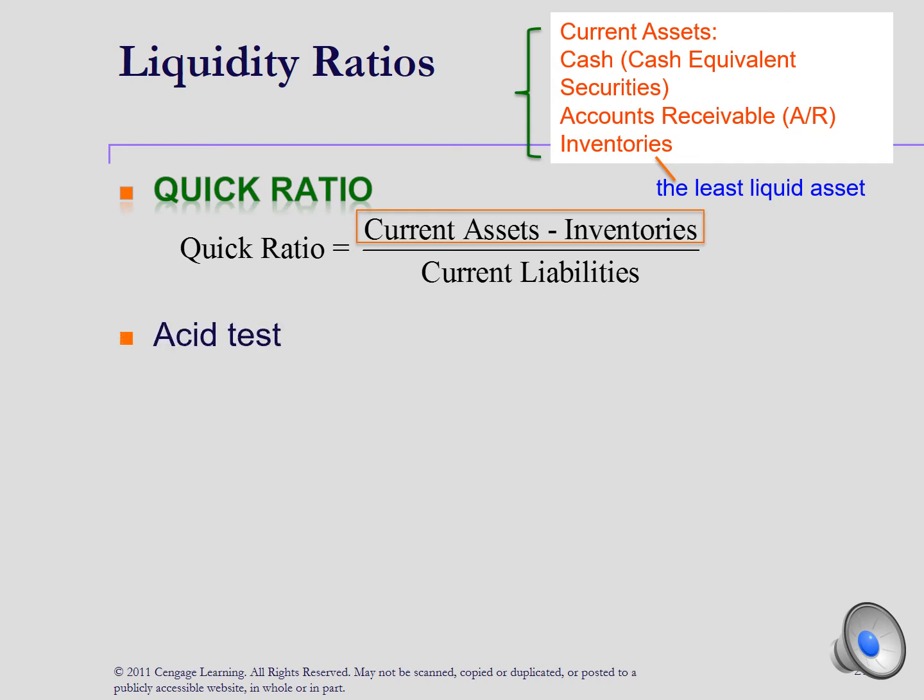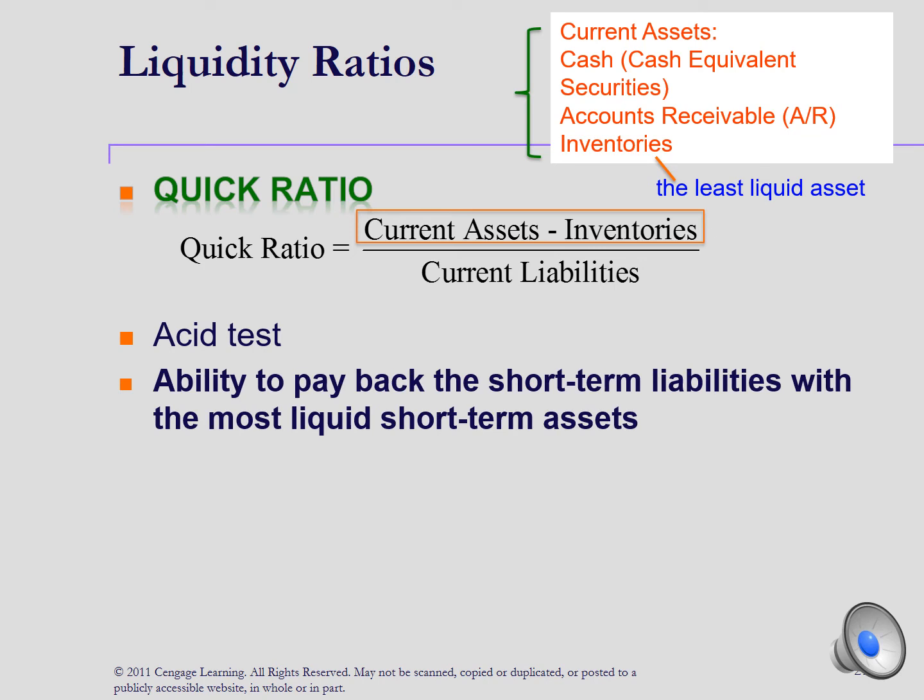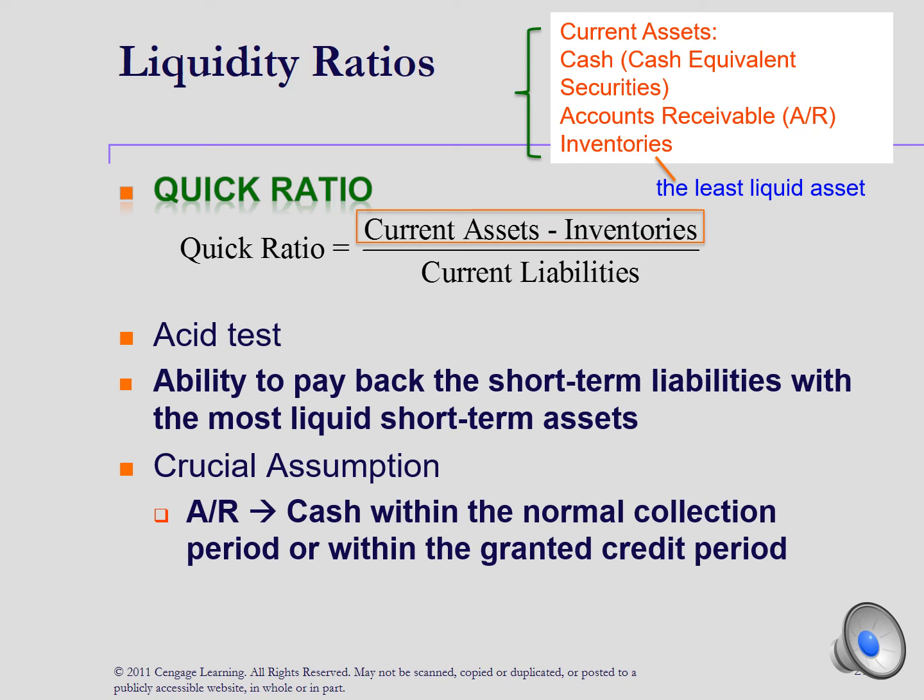It is also known as acid test. It indicates a firm's ability to pay back the short-term liabilities with the most liquid short-term assets. There is still one crucial assumption of using quick ratio, that is, accounts receivable can be converted into cash within the normal collection period or within the granted credit period.